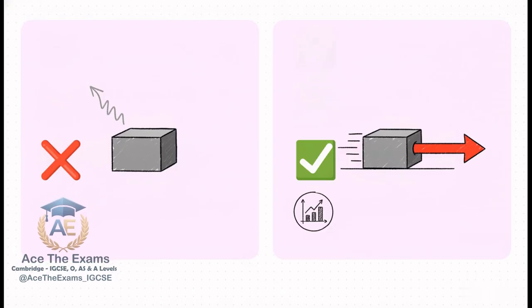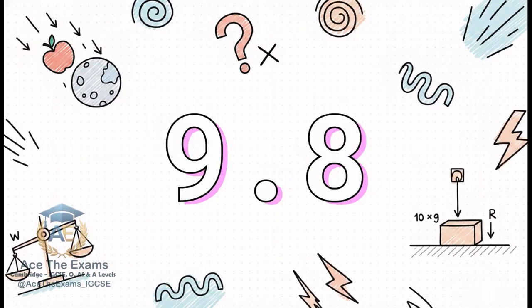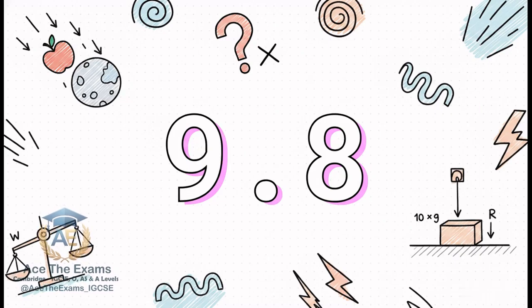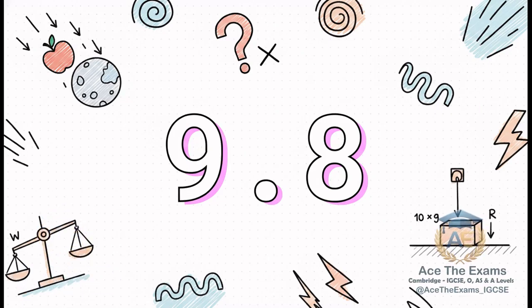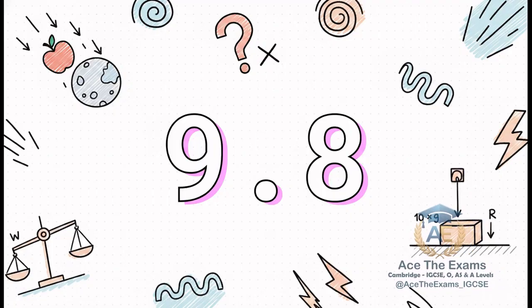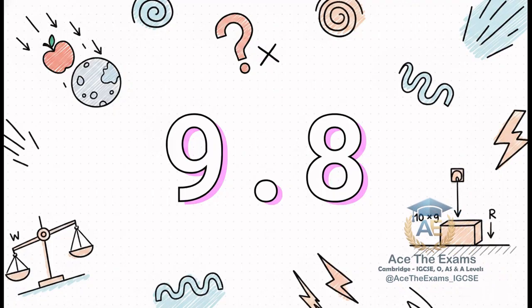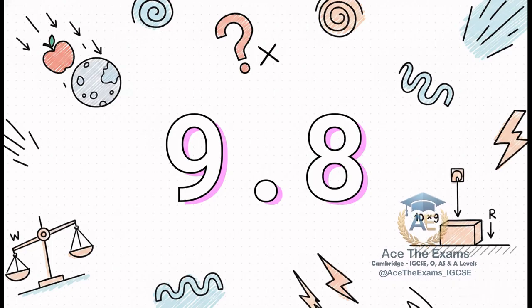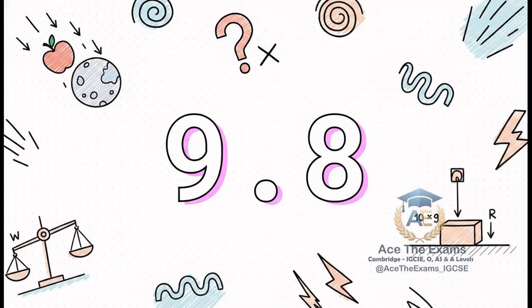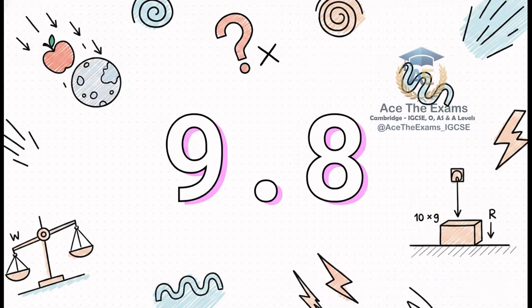to the object. And while we're on the subject of forces, we have to talk about the most fatal flaw in the entire syllabus, 9.8. Burn this number into your brain. The gravitational field strength, lowercase g, is 9.8 newtons per kilogram here on Earth. One of the most absolutely devastating ways to lose marks in these calculations is confusing mass, which is measured in kilograms, with weight, which is measured in newtons.